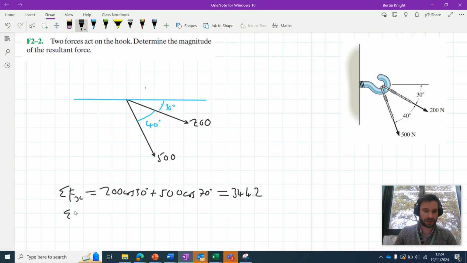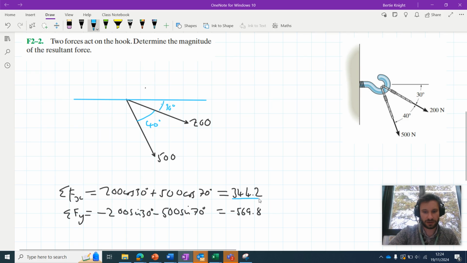Let's move on and resolve vertically. So I can say in the vertical we've got minus 200 sine 30, minus because it's acting down, which is conventionally taken as the negative direction, and minus 500 sine 70. And when I bung that in my calculator, I find that that is equal to minus 569.8.